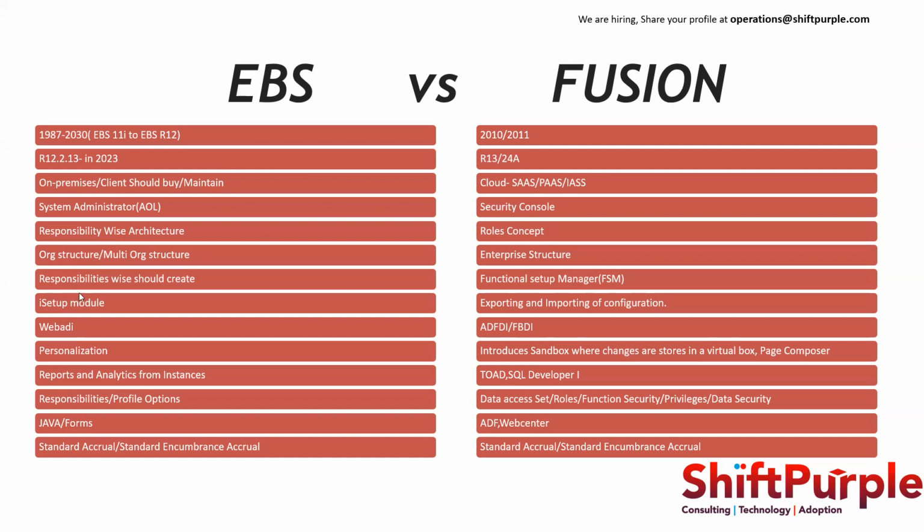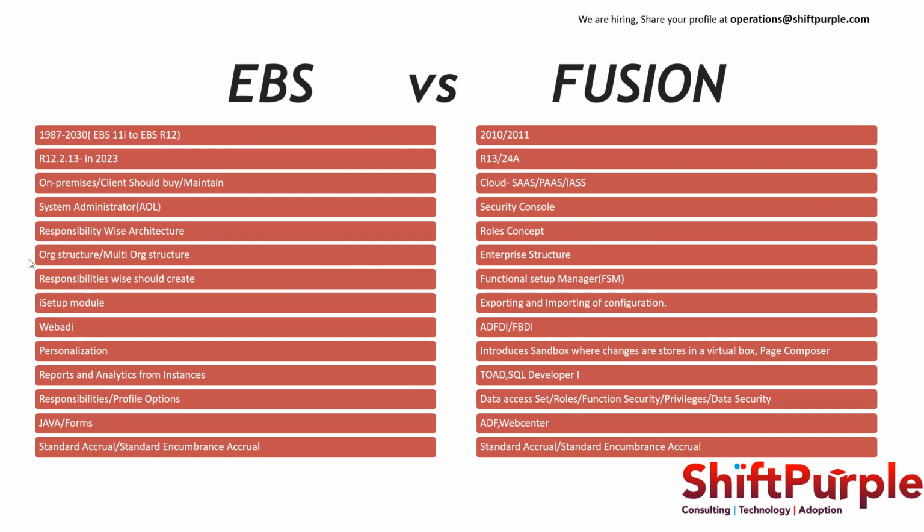We have various responsibilities, which act as a security implementer, because we have various profile options. On the profile options, we can put these responsibility names, and we can say whether the access is allowed for this responsibility or not. But here it came as a role concept. In Fusion, we just have roles. We need to assign the roles, and then it will come as a data access part.